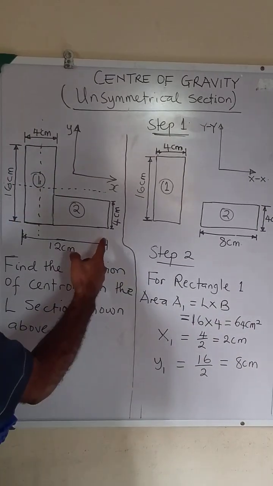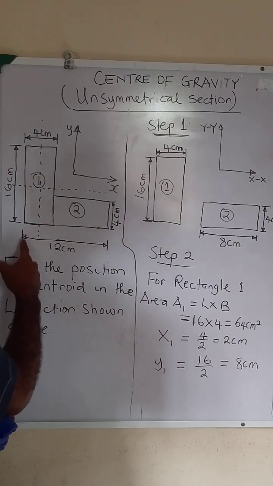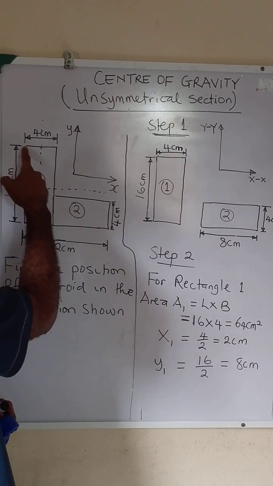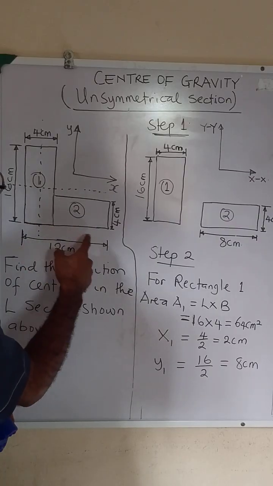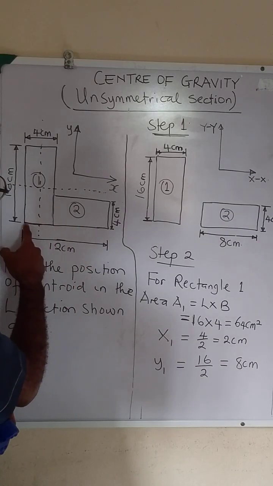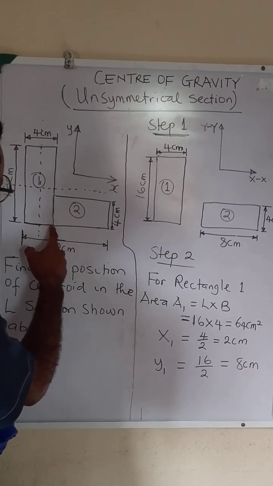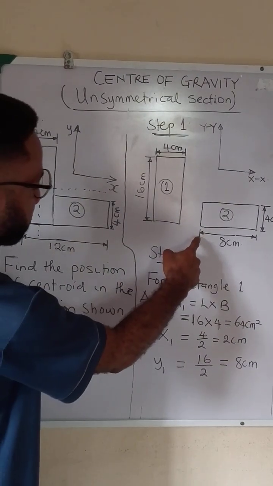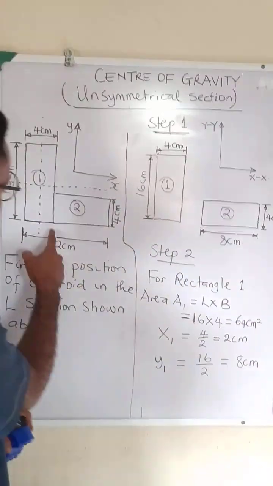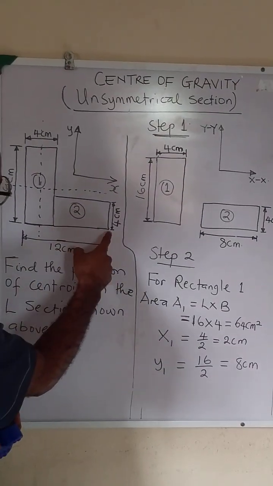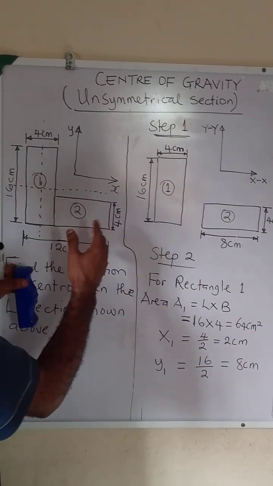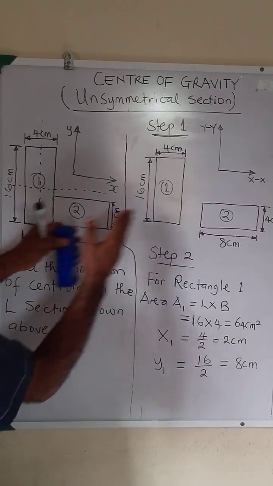But note that we've been told that from this point to this point is 12 cm, but we know that from here to here is 4. So when you subtract 4 from 12, it means from here to here will now be 8 cm. So that's why we have from here to here to be 8 cm. And so we've been able to section the shape into 2, 1 and 2.